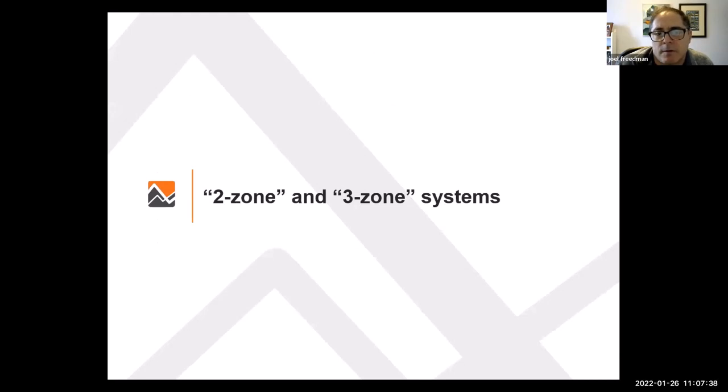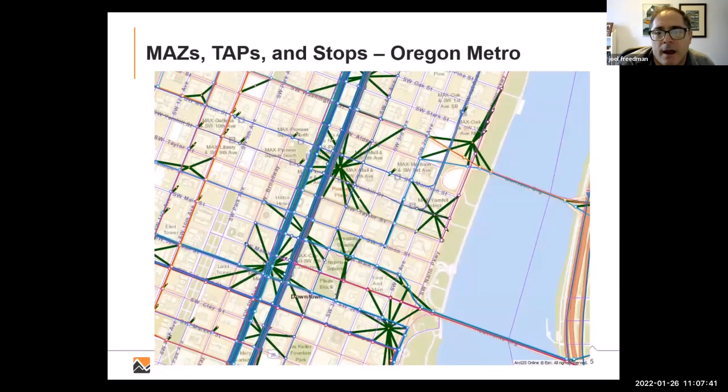So moving on, I think a lot of folks are familiar with the 2-zone and 3-zone models because I've presented this at other Oregon Modeling User Group committee meetings, and most recently at the Oregon Steering Committee, the subcommittee on activity-based modeling. But just real quick, this is a plot of downtown Portland, and the transit lines are shown here.